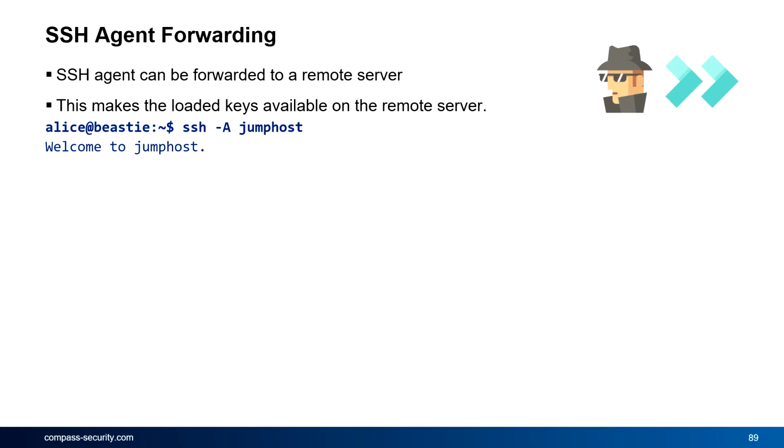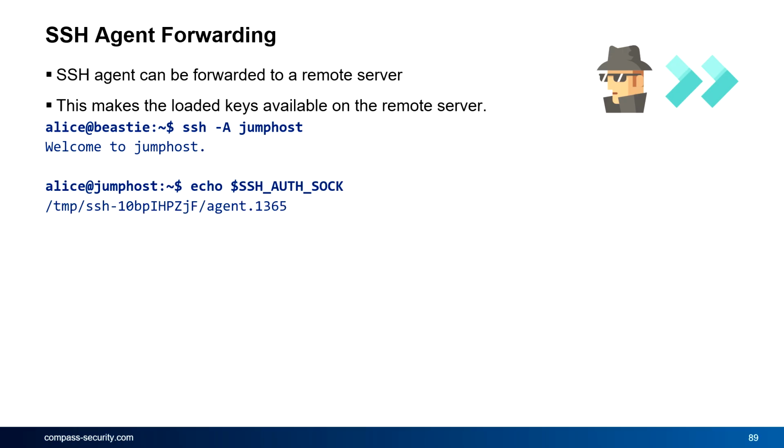In this case, you can imagine Alice is on a system and she wants to access another system, but this other system is only accessible via a jump host. So in this case, she starts the SSH agent forwarding to the jump host, and when she's logged in on the jump host, the environment variable SSH_AUTH_SOCK is automatically set.